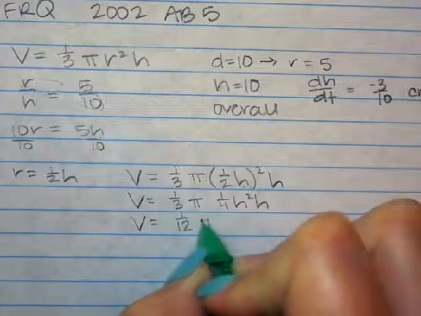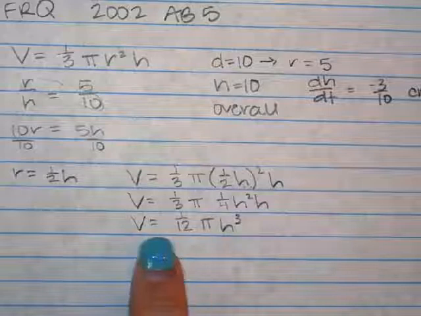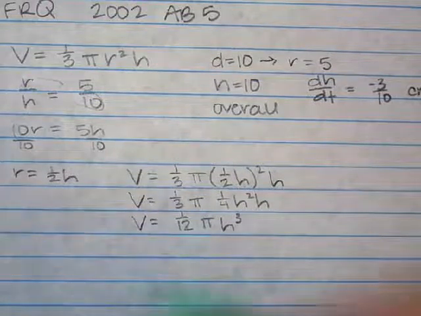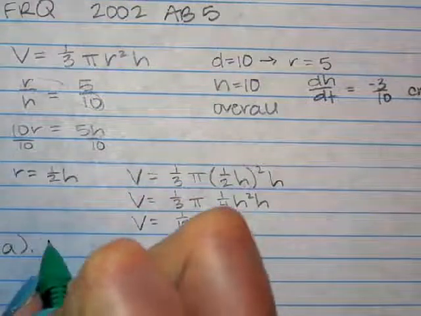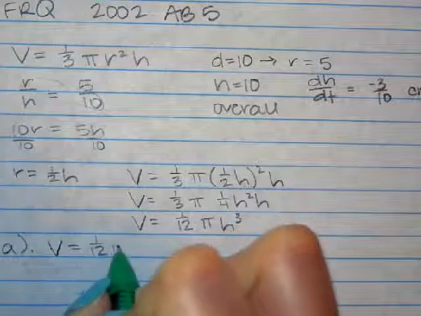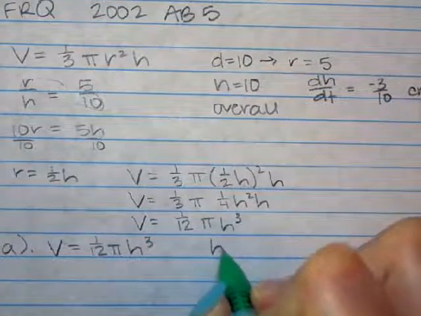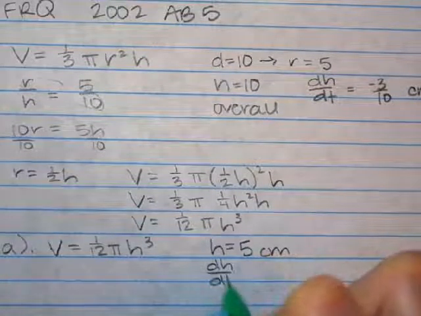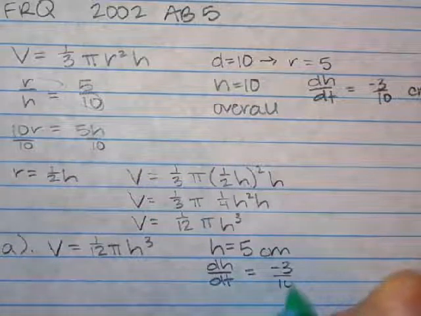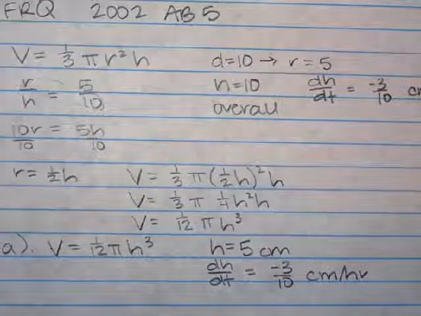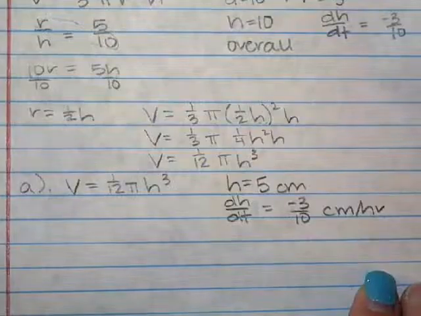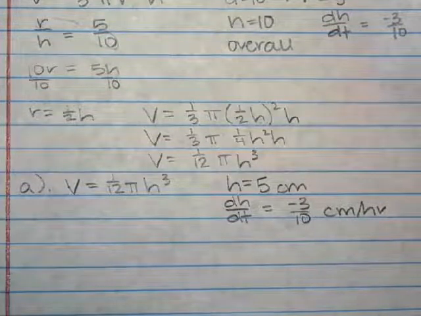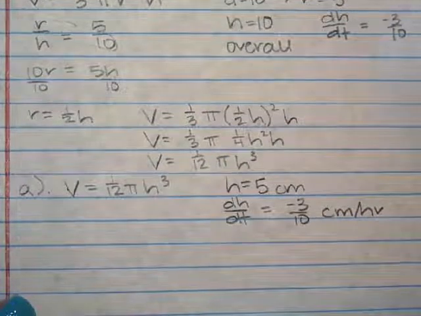Are we good? Okay. So now let's go ahead and go to part A. We have our new formula. Now we're saying that the height of the liquid is 5 centimeters, and we can use our dH/dt as -3/10. The height of the cone itself was 10, but the height of the liquid is 5. The depth of the liquid is 5.